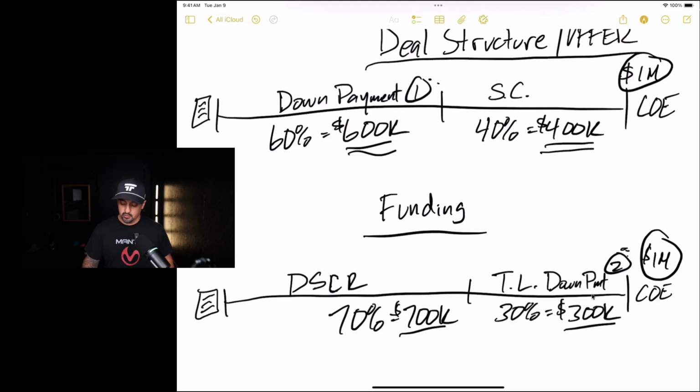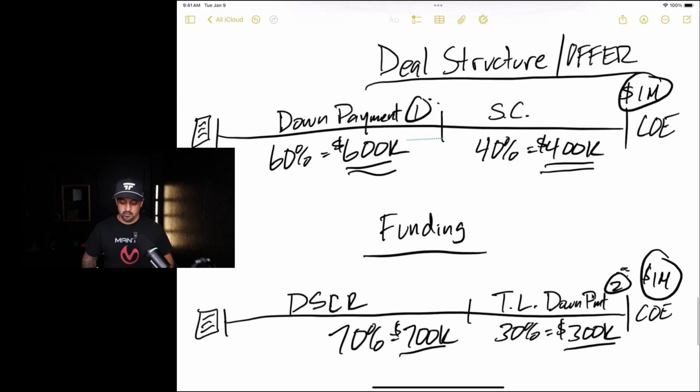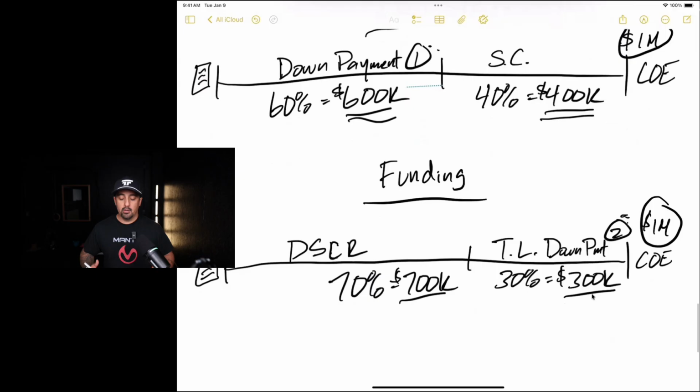That is your deal structure and your offer. You can see the deal structure offer, the two splits that equal $1 million, and you can see how it's going to fund into escrow where you have your two splits that also equal $1 million. 60-40 and 70-30. Now, where does this money go?